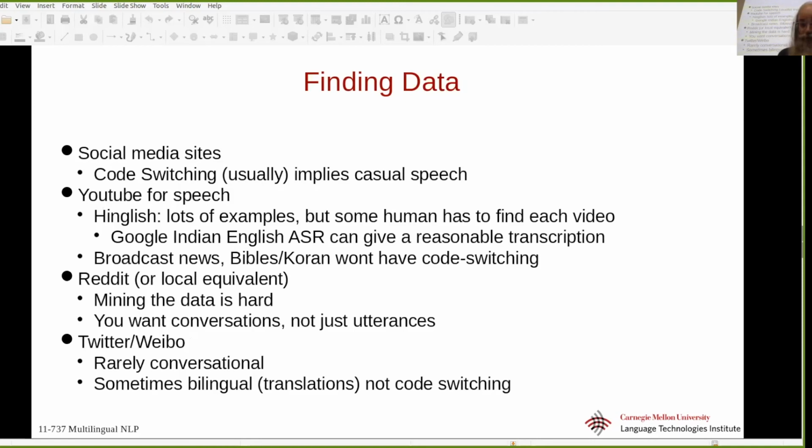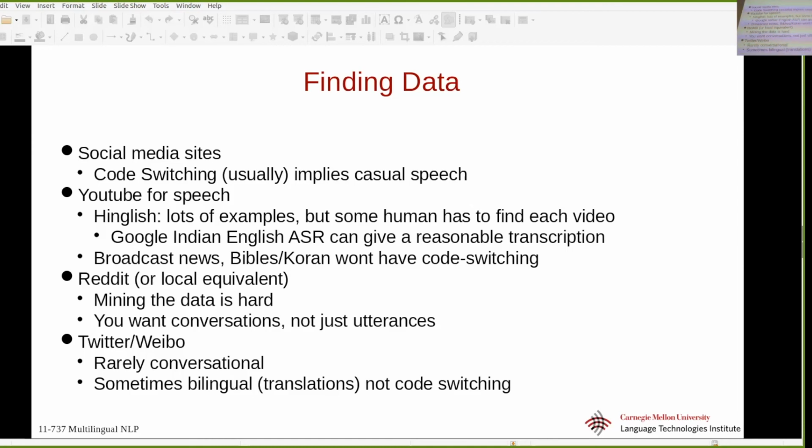Where do we find it? Social media sites are probably the best place where you're going to get it. Code switching is pretty common in many forms. So YouTube, Reddit, YouTube speech is really good. You can usually find people speaking on YouTube in both English and Chinglish. It's relatively common.